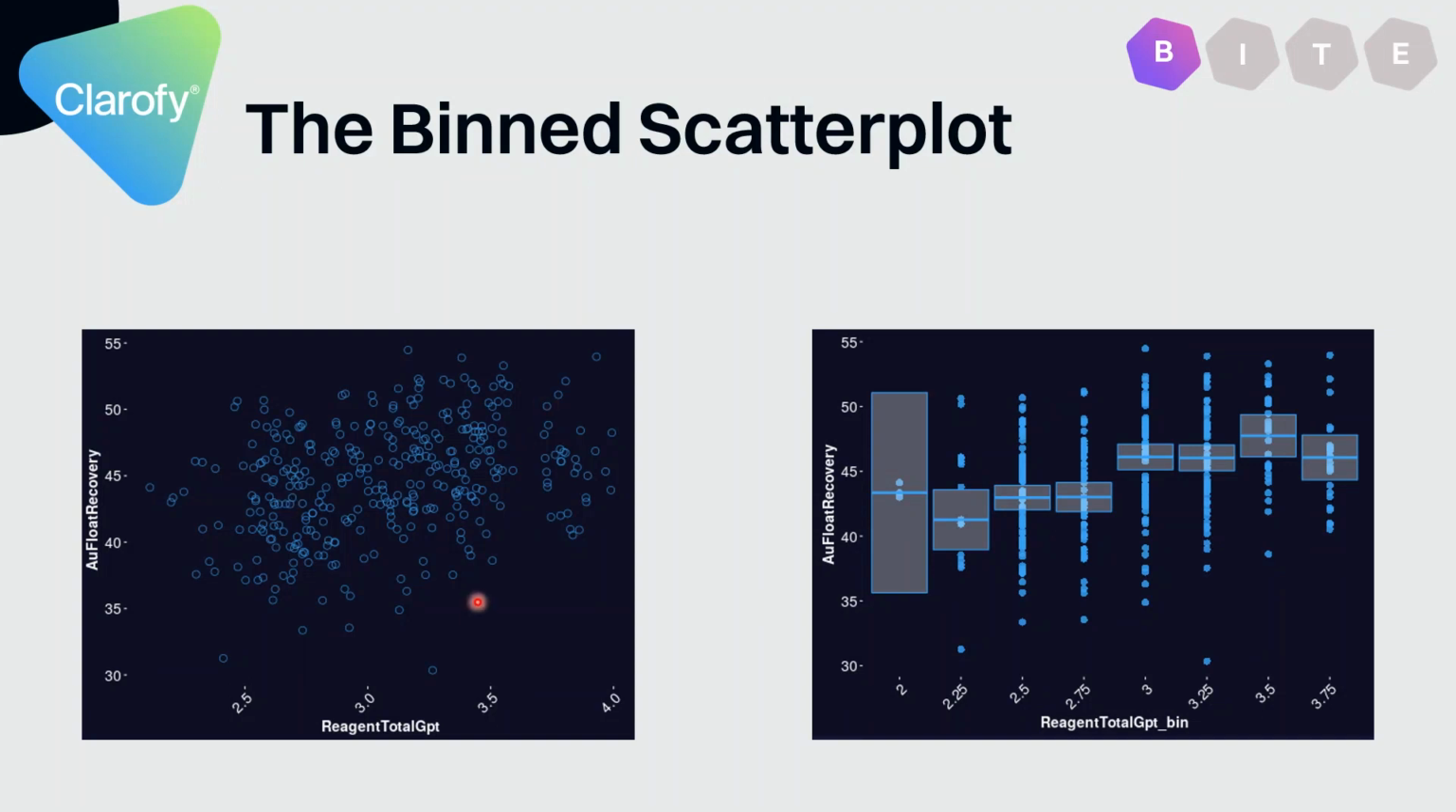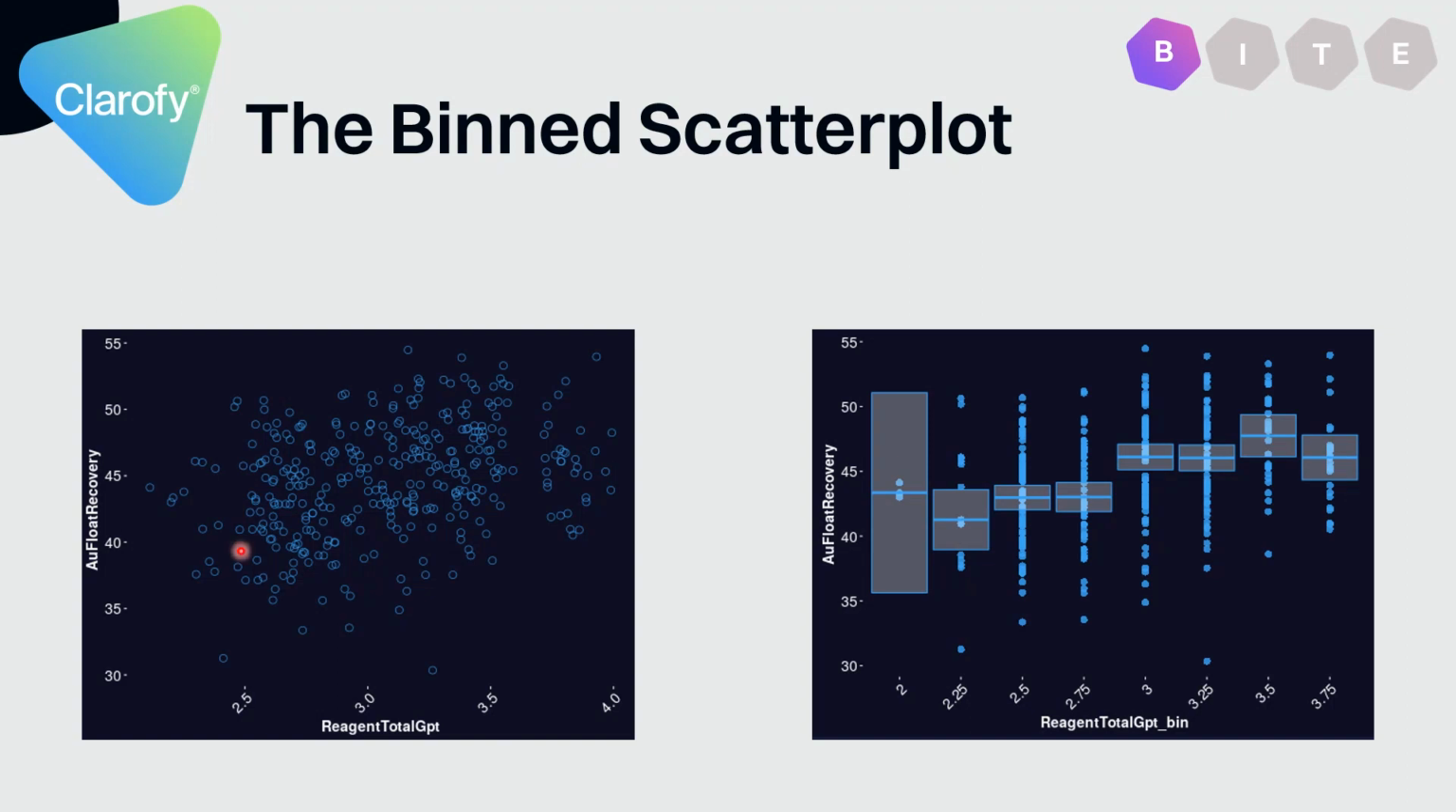So this was our initial scatter plot, the reagent against float recovery, and this is what the same relationship looks like when it's binned. The lines in the middle are medians for that group, and the boxes are the confidence interval of the median. So when you do your bin scatter plots, you can have medians or not have medians. We find medians really useful. The boxes can be quartiles if you want. They could be box plots if you want, or something else that's useful to you. We find the confidence interval of the median is super handy. So that's how it works in Clarofy.